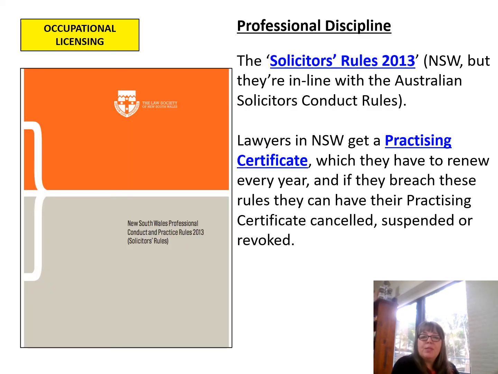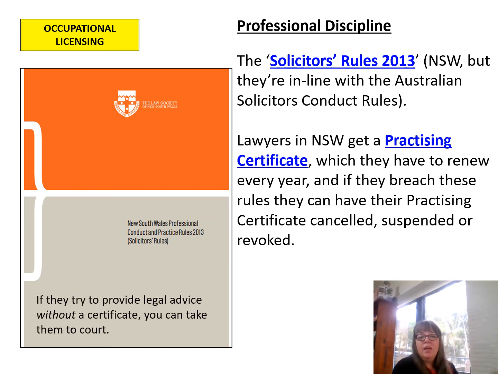Another professional discipline, we have the solicitors' rules. We have the New South Wales ones from 2013, but they're in line with the Australian Solicitors' Conduct Rules. So lawyers in New South Wales get a practising certificate, which they actually have to renew each year. And if they breach their rules, they can have their certificate cancelled, suspended or revoked. If they try to provide legal counsel without a certificate, you can essentially take them to court.